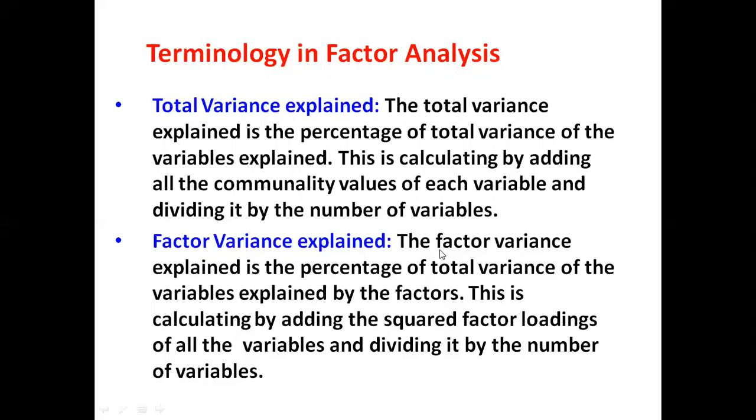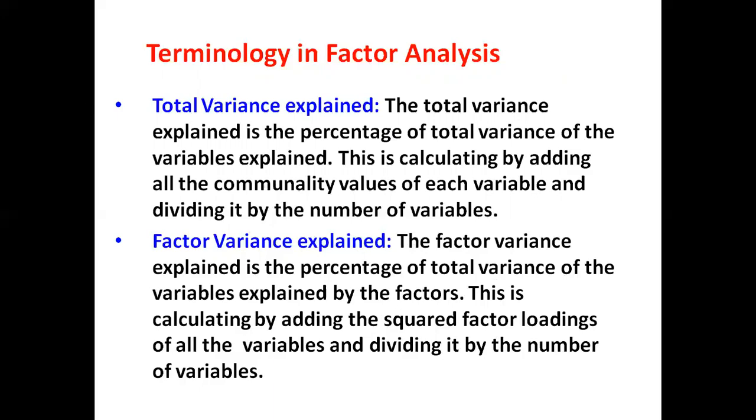Next, factor variance explained. The factor variance explained is the percentage of your total variance of the variables explained by the factors. So you can calculate this by adding the squared factor loadings of all the variables and dividing by the number of variables. Please remember: total variance explained is the percentage of total variance of the variables explained in factor analysis, and factor variance explained is the percentage of the total variance of the variables explained by the factors.